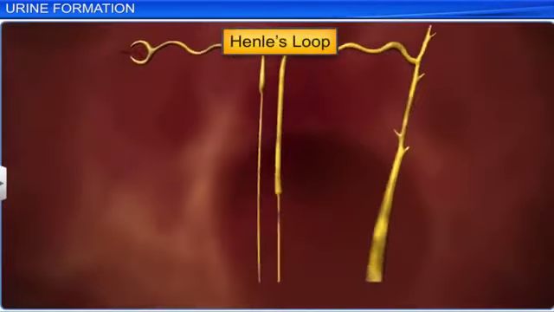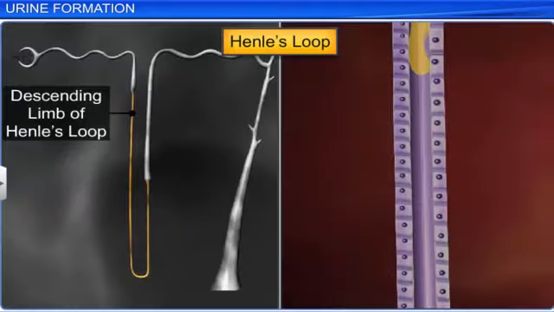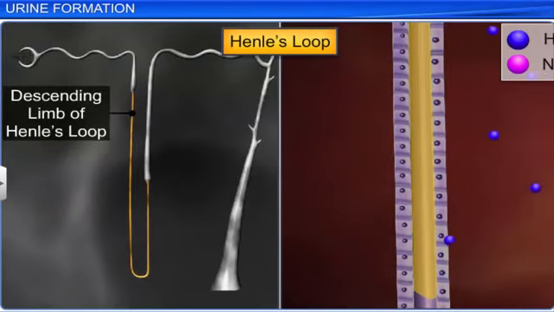The proximal convoluted tubule is followed by Henle's loop, where minimal reabsorption takes place. However, the region plays a vital role in maintaining the high osmolarity of medullary interstitial fluid. The descending limb of Henle's loop is permeable to water and almost impermeable to electrolytes, which helps concentrate the filtrate as it moves down.